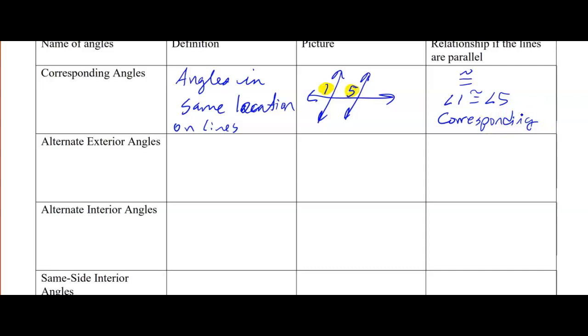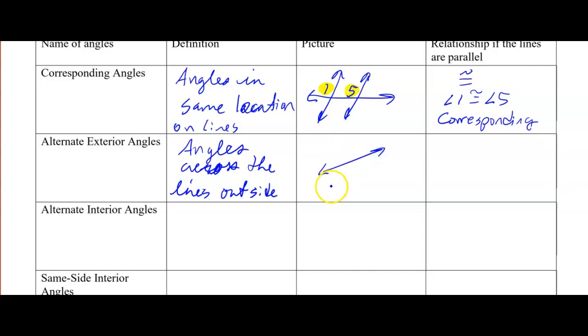Next, alternate exterior angles. Angles across the lines and outside. Okay, so we are again looking at two parallel lines, one transversal. Where are these angles? We pick that angle, then we need to move all the way down to the opposite side on the outside. Okay, these angles are congruent. Angle 1 is congruent to angle 8.